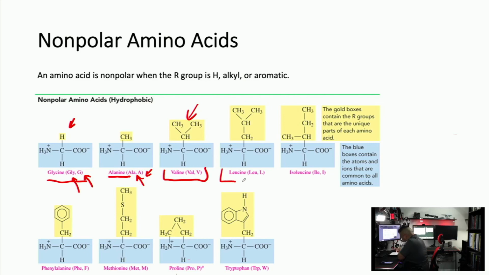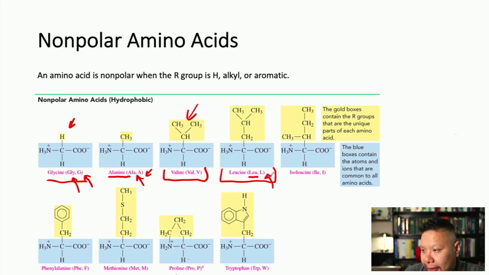Here's another alkyl group, a larger alkyl group, leucine. Its three-letter designation is LEU, and its one-letter designation is L, right? And it has a CH2, CH3 on both ends right there. So basically, leucine is the same thing as valine, except that it has an extra methyl in there.